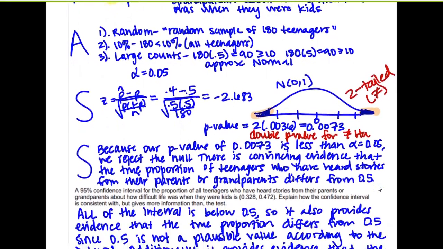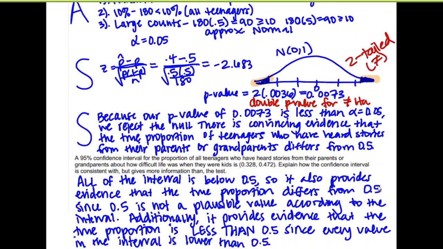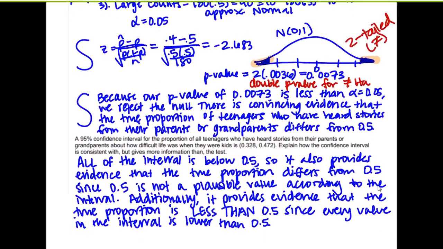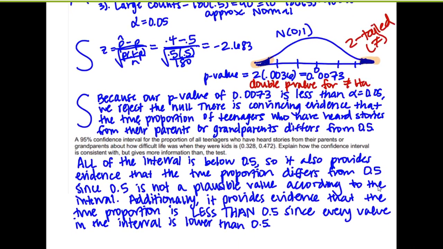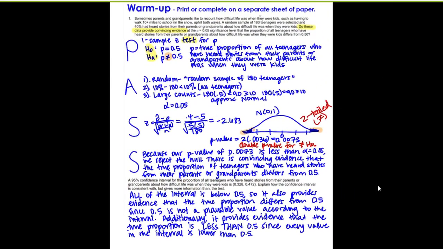And then the interval itself on the second part of this gives us a little more info because it shows us that all of the values are below 0.5. So not only is that evidence that P does not equal 0.5 because it's not a plausible value in the interval, it also tells us that P is probably less than 0.5 since all of the values in the interval are less than 0.5. So, all right, we're going to move on to our notes.